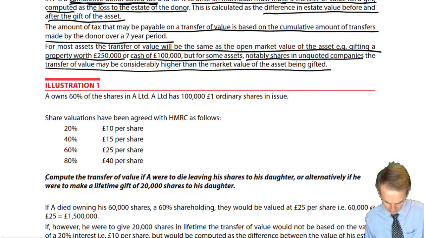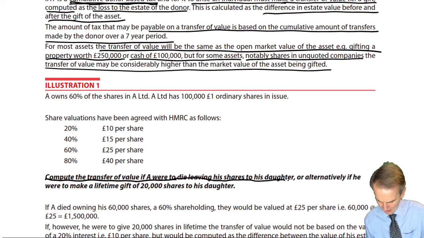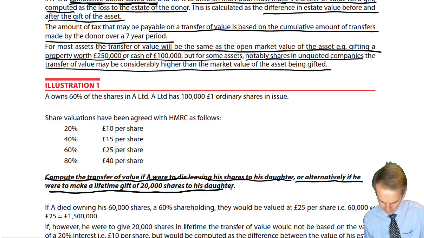We're asked to compute the transfer of value if, firstly, A were to die leaving his shares to his daughter, or alternatively, and a lot more interestingly, as we will see, if he were to make a lifetime gift of 20,000 of his shares to his daughter. Right, what do we know then about A? A owns 60% of the shares in A Limited.